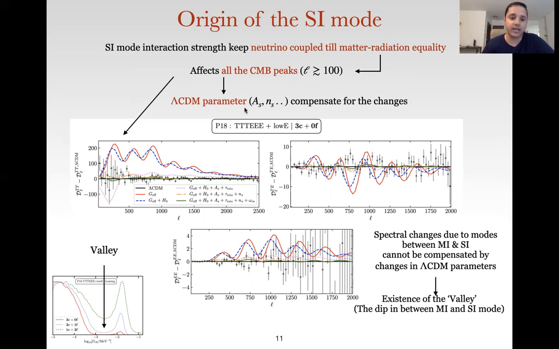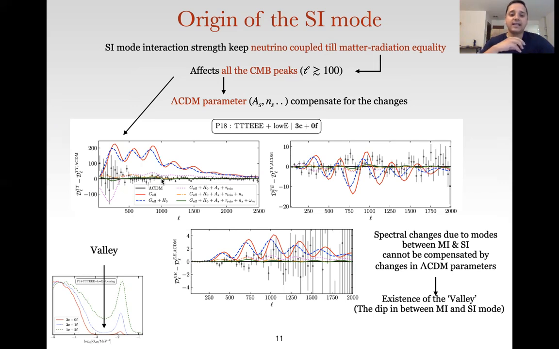This has been shown here, where we show the residual of the changes with respect to lambda CDM. As you can see, when we only increase G effective to a very high value, we get big changes, like in the red line. However, when we adjust other parameters as well, like A_s, n_s, Hubble, and others, we can reduce the residual and get a comparatively good fit to the data.